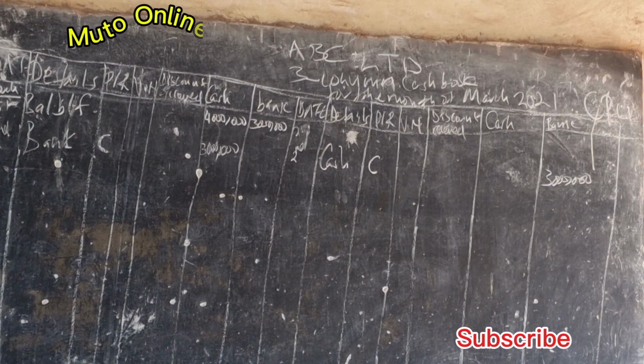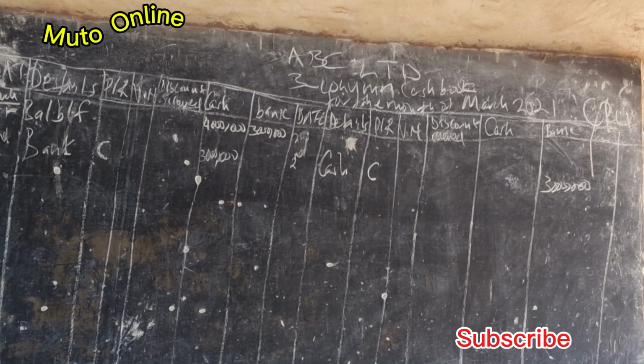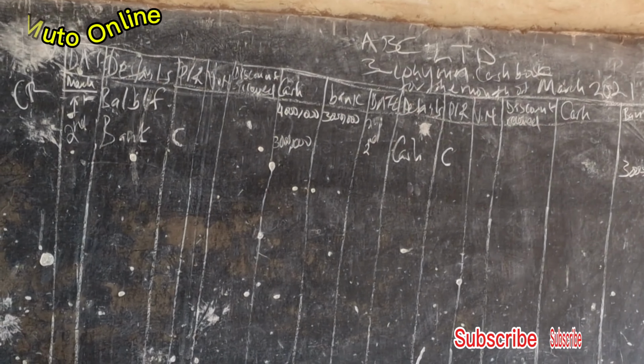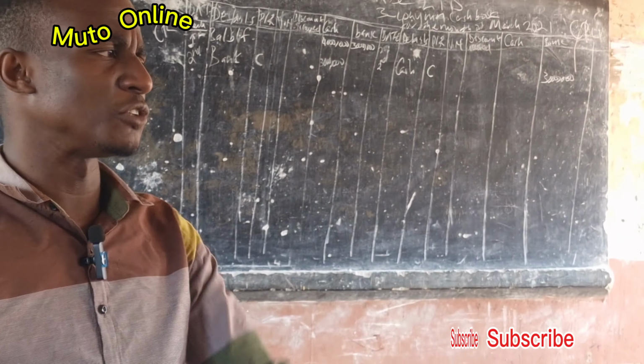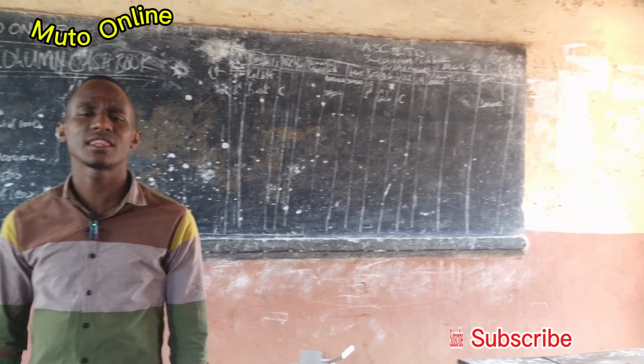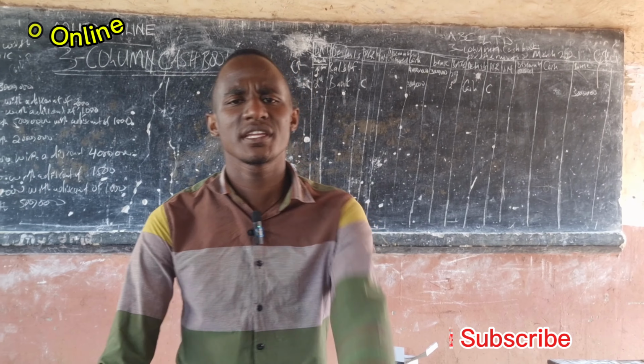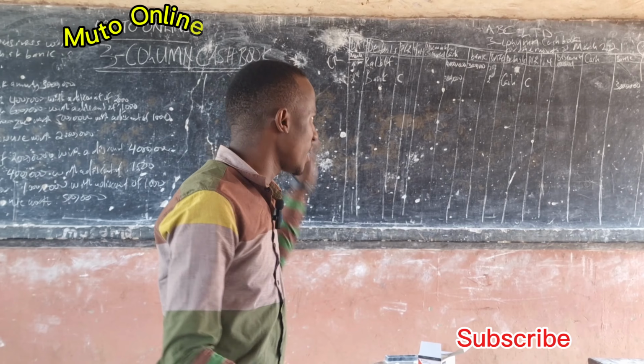Okay? This is how a contra entry is identified. When we deposit cash into bank, it is a deposit of cash into the bank. That is a contra entry. Our dear viewers, our dear listeners, this is a contra entry.